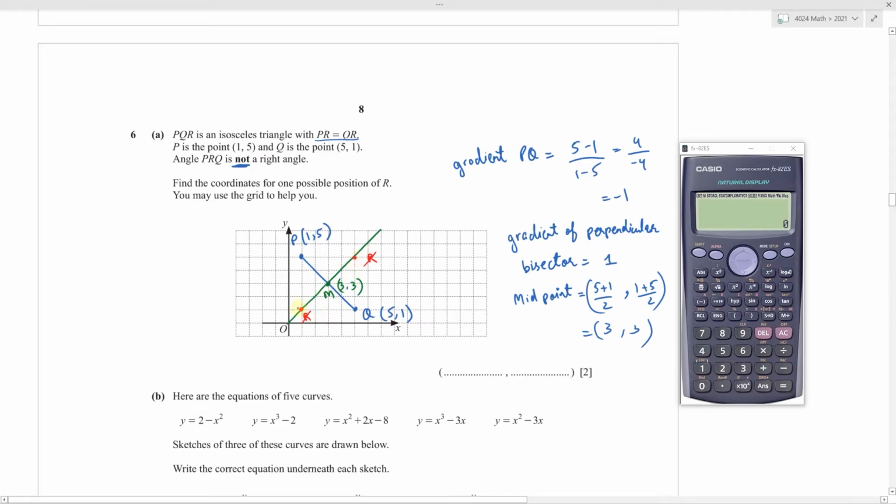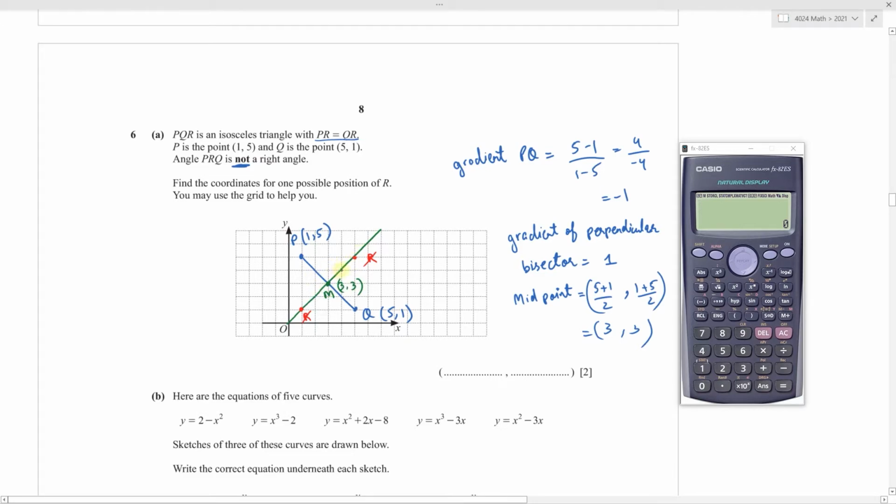So R cannot be 1, 1. This point here is 1, 1. R cannot be 5, 5 as well, and R cannot be 3, 3, because that will not create a triangle if my third point R lies on the line PQ. That shape is not a triangle. So I can take any other point along this line, and that will be a correct answer.